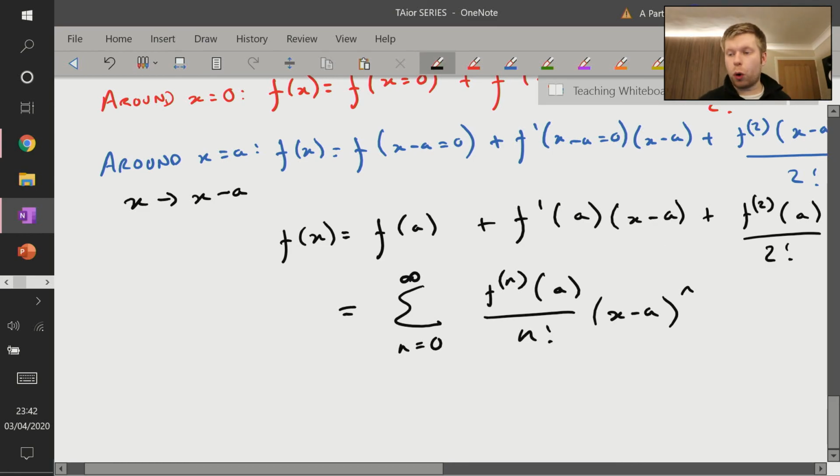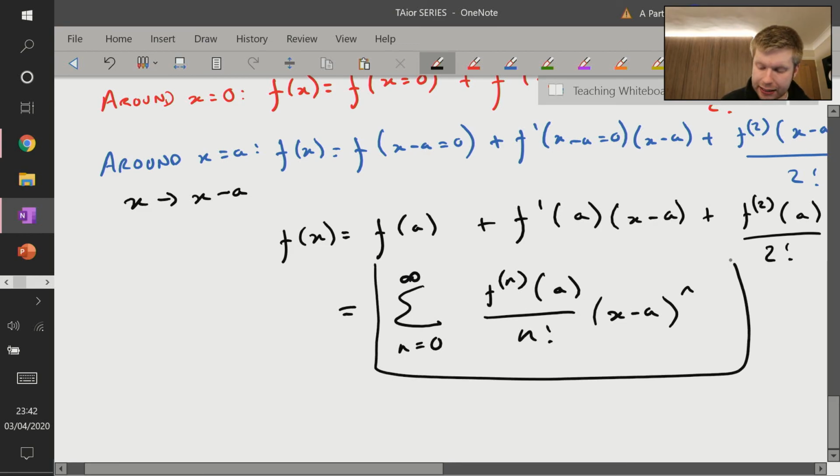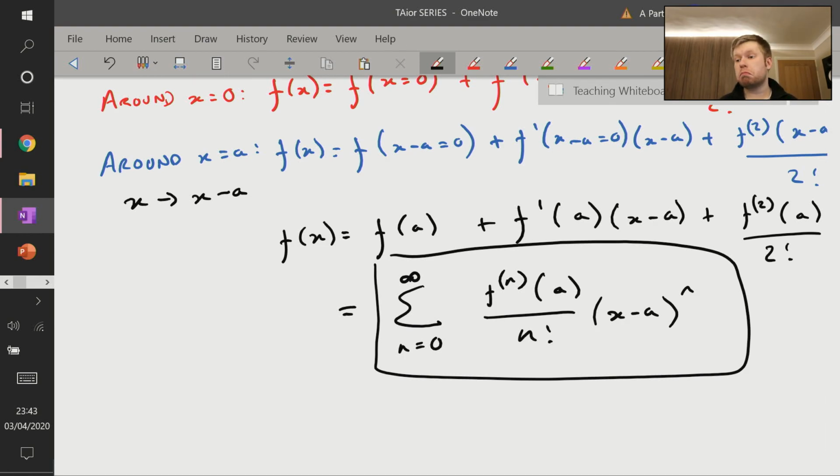So in general, this is going to be the Taylor series around any point, around x equals a. You'll notice this will also generalize to x equals 0. Hopefully that makes sense, and hopefully that gives you an intuitive understanding of how the Taylor series actually works.